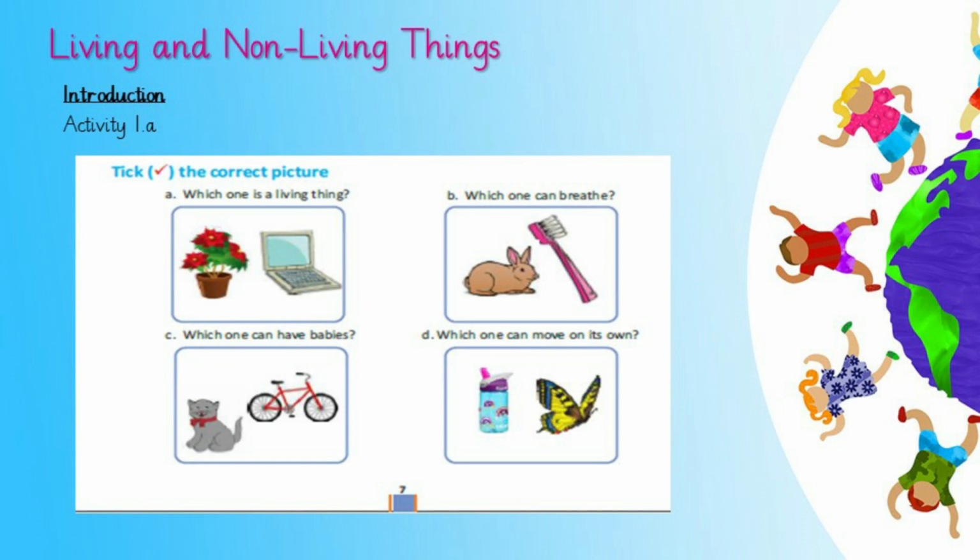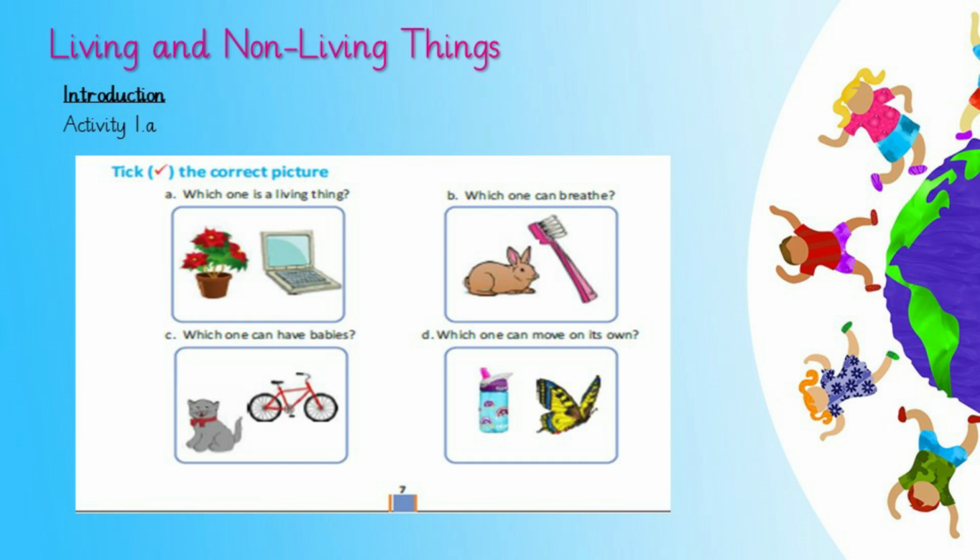Alright children, as you know, during the previous lessons we discussed the main features of living things and non-living things. Keeping all those main features in your mind, you have to answer the questions given in activity 1.a, which has been taken from your textbook page number 7. Moving ahead towards the activity, starting with question number 1.